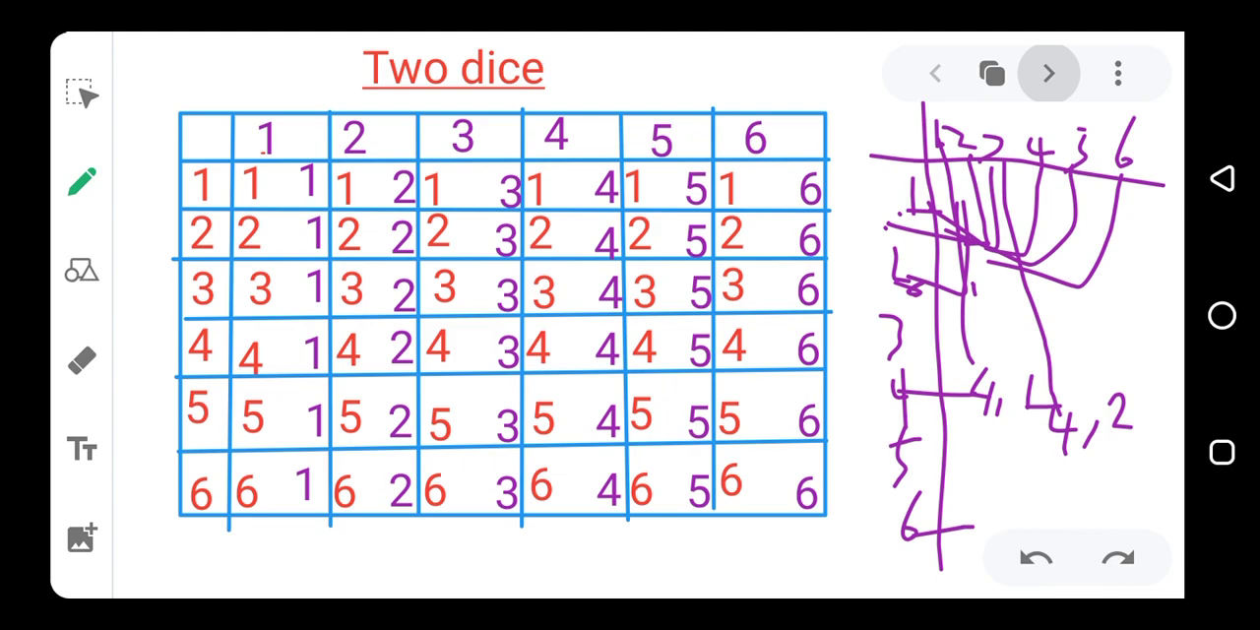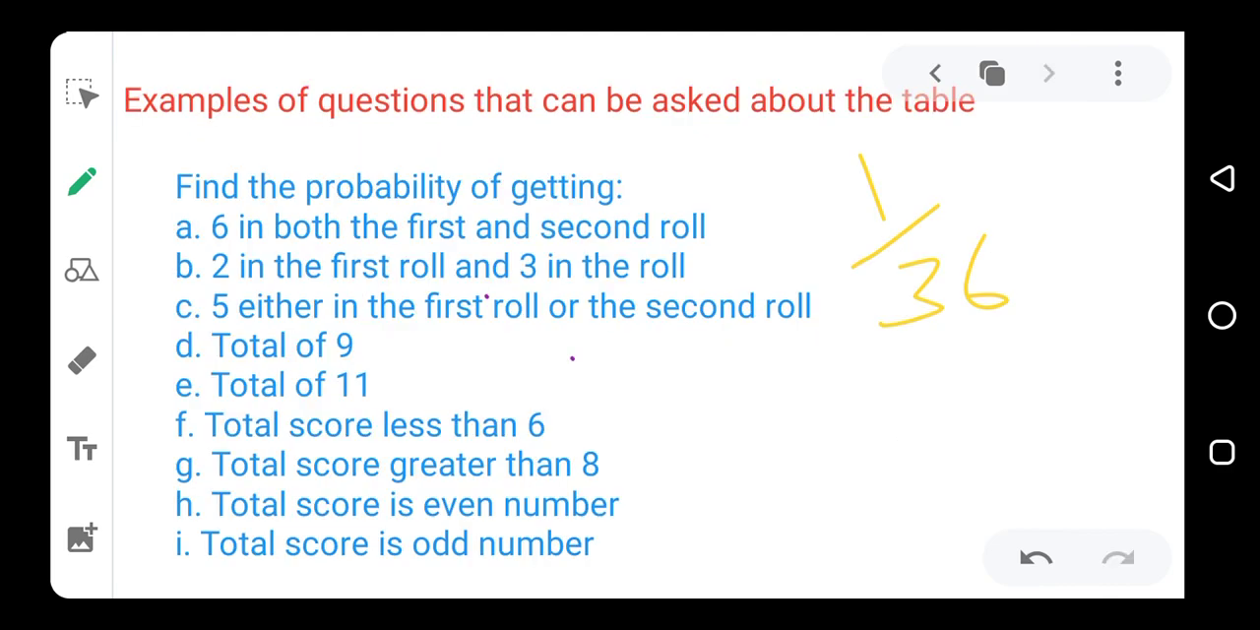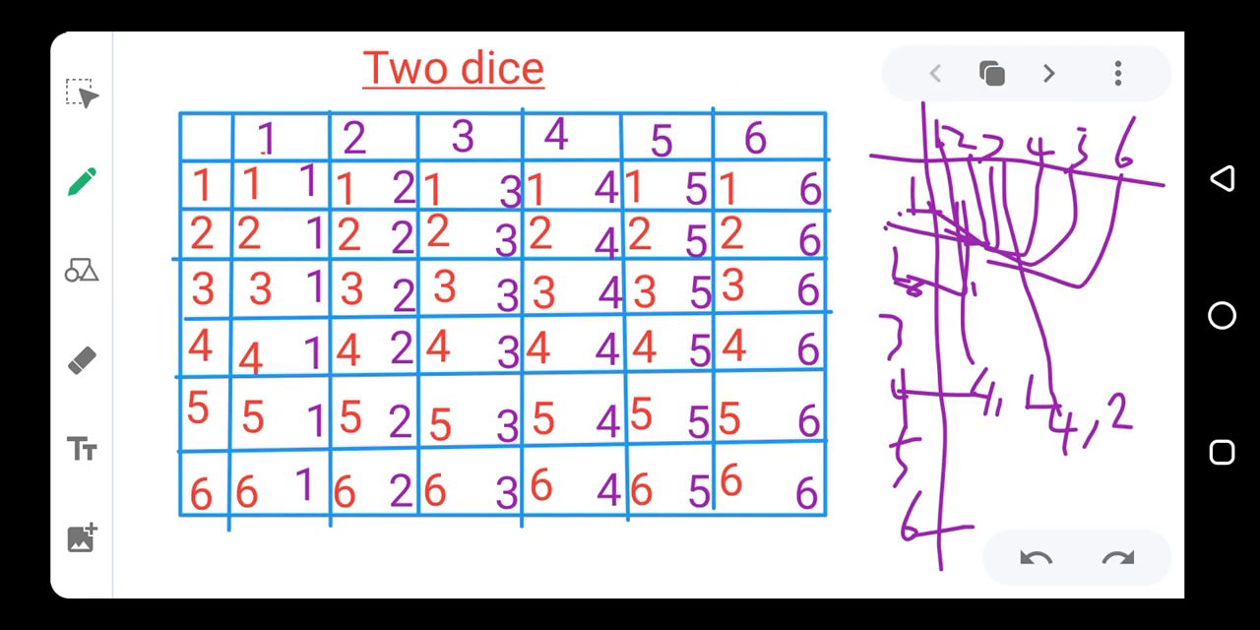Now the second question here could be, they can ask us the probability of getting 2 in the first row and 3 in the second row, just like the one we've done before, 4 and 5. So 2 in the first row and 3 in the second row, that is this one. Do we have another one like that? No. So we have 1 over 36 also.